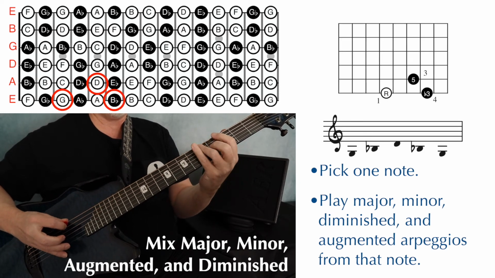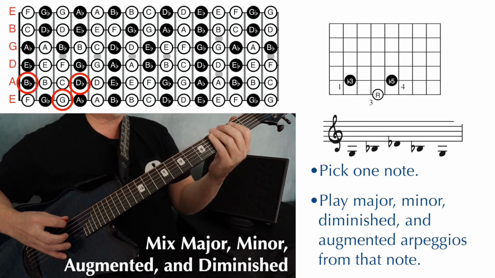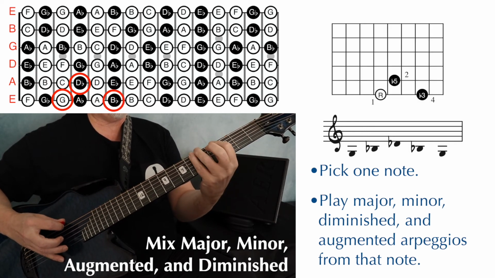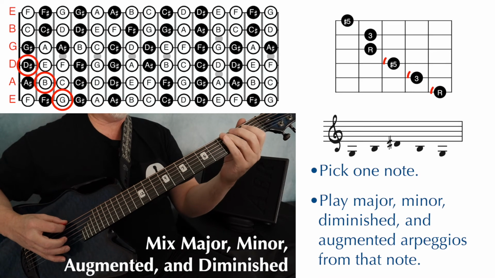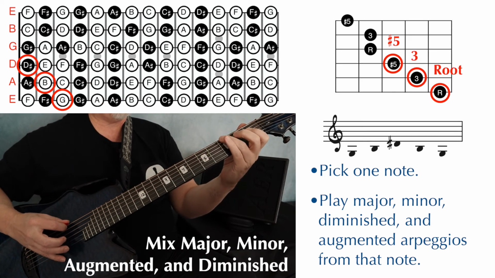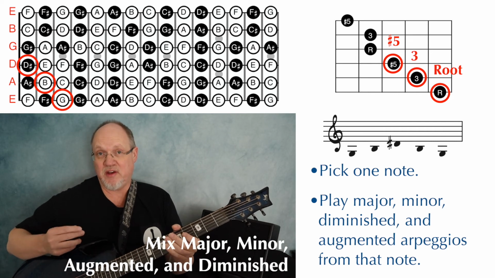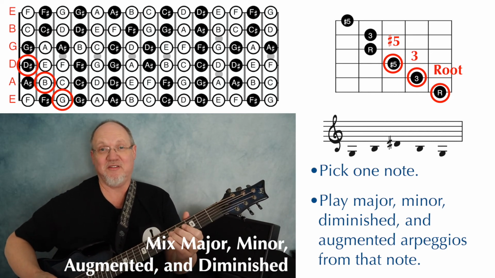minor, and then all the diminished arpeggios that are available. And then the augmented. And then find your other Gs and do the same thing. And we're just going to do this on one more G because this could take a while.